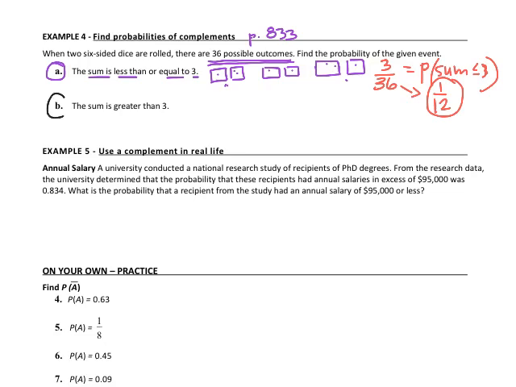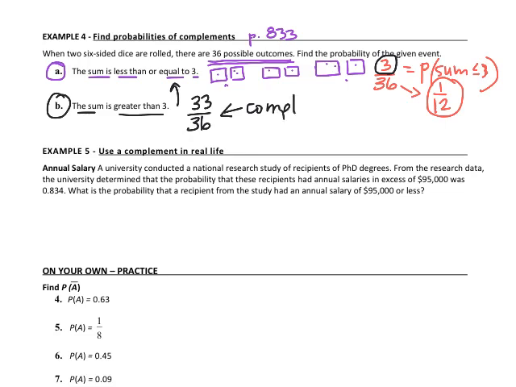B in this example asks us to find the sum that is greater than 3. What's the probability of rolling 2 die and getting the sum that is greater than 3? Well, that's the opposite of what we just looked at. So the opposite means that there has to be 33 out of 36, right? Because we said that there were only 3 of the 36 that would be equal to 3 or less than that. So that means that everything else would be greater than 3. All right, so this is called the complement.